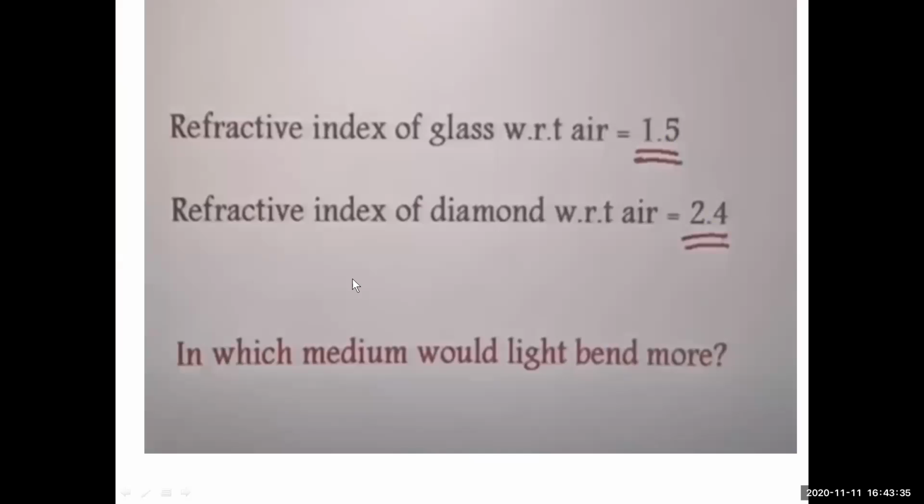Right. Now here is a comparison and a question for you. The refractive index of the glass with respect to air is given as 1.5 and the refractive index of the diamond with respect to air is 2.4. In which medium would the light bend more? The indexes are given, the measurement is given. They are asking in which medium the light will bend more. The refractive index of the diamond is 2.4 and for the glass is 1.5. Let us see in which medium the light bends more. Okay, see for it.